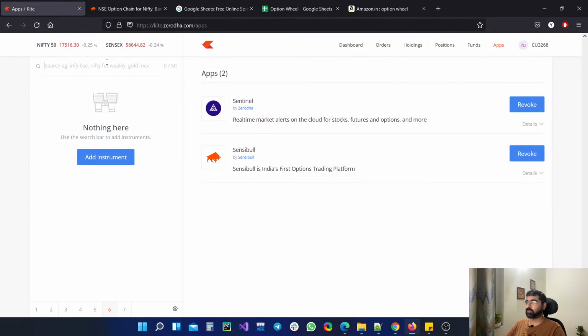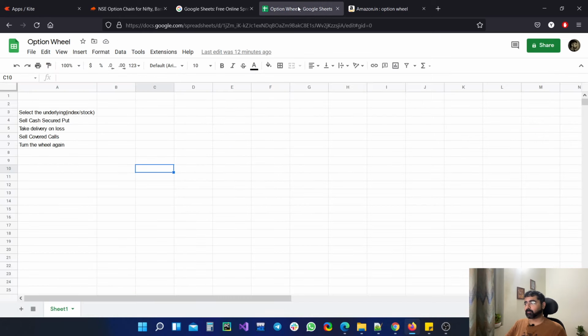So as you can see, I have logged into Zerodha. Now before going into the details, let me talk to you about the strategy a little bit. The strategy is called option wheel. Now exactly what does that mean? This means that we are going to construct an option wheel and then we are going to rotate it again and again. I'll come to the explanation in a while.